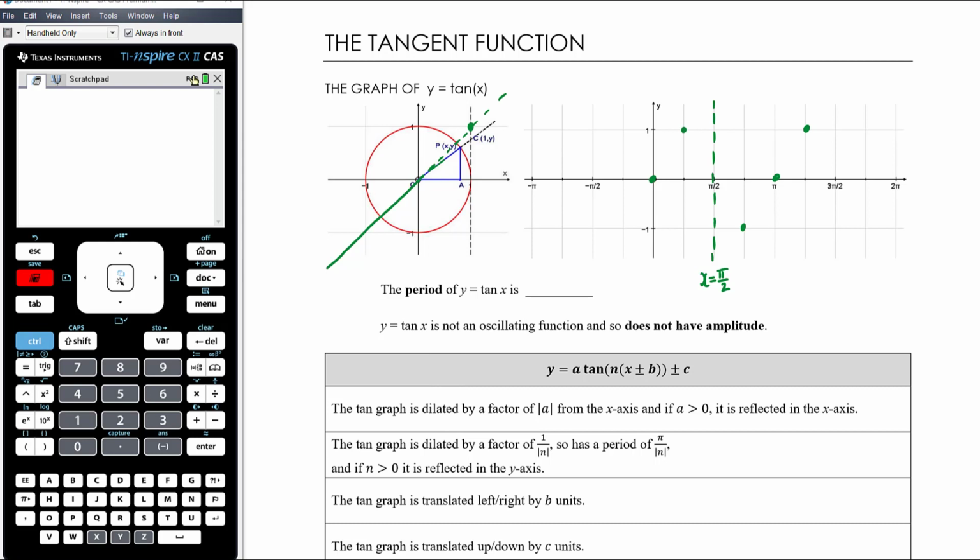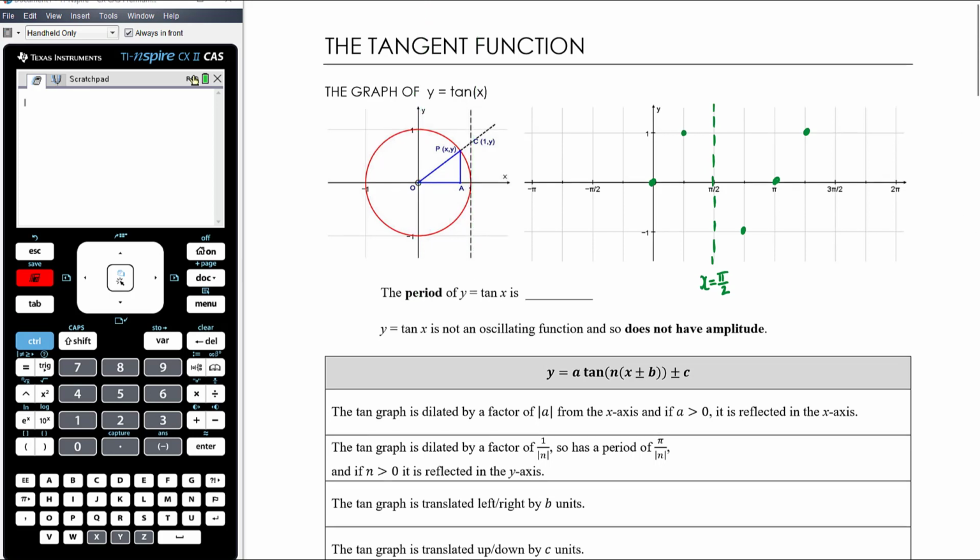Okay, and then at 3 pi on 2, so around here, again, it wouldn't matter if we extended our line out this way. Regardless, this line here is not going to meet with this tangent here, and so it's undefined. The value of tan is undefined, so on the graph, we're going to have an asymptote at 3 pi on 2.